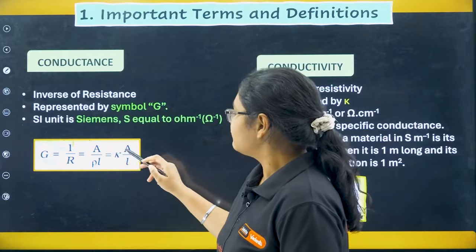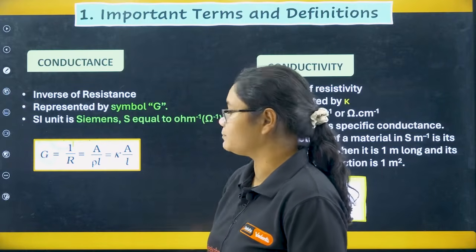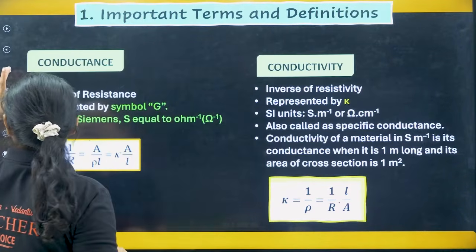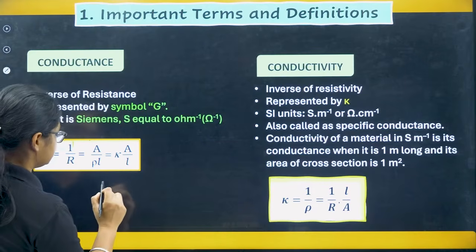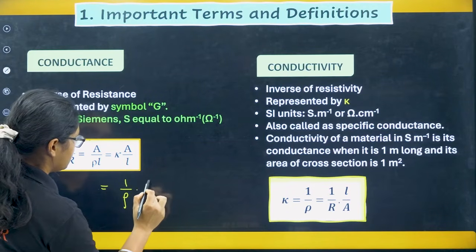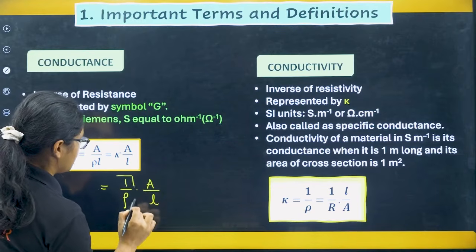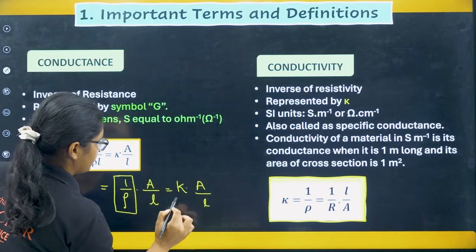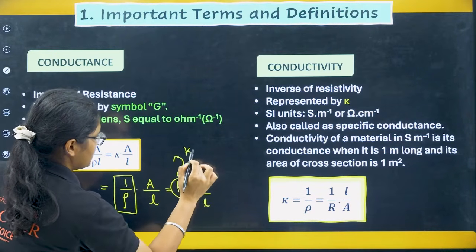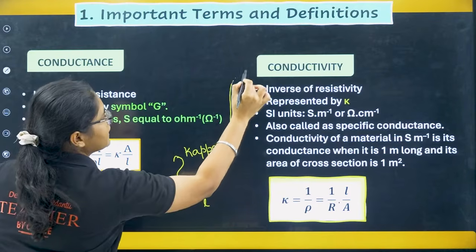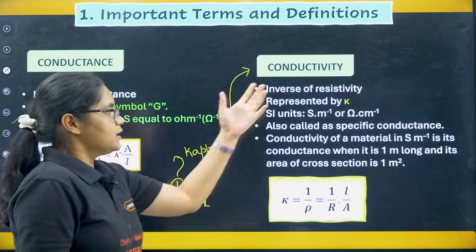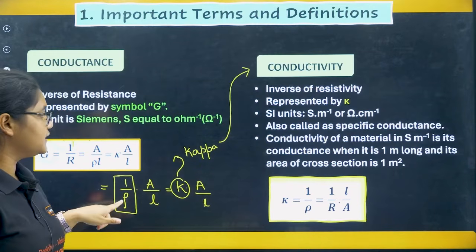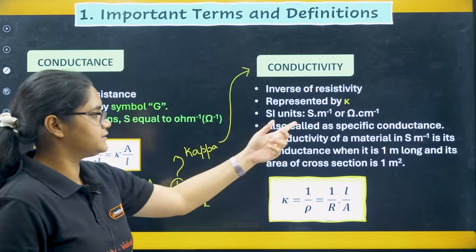Now what is this 1 by rho? Here this 1 by rho is replaced with kappa, and that is the next term, that is conductivity. So what exactly I have done here: this can be written as 1 by rho into A by L, and now this 1 by rho is replaced with another letter, that is kappa or K, and A by L. This K is called kappa, which we will study here. Kappa is called conductivity, and it is the inverse of resistivity, and it is represented by K.